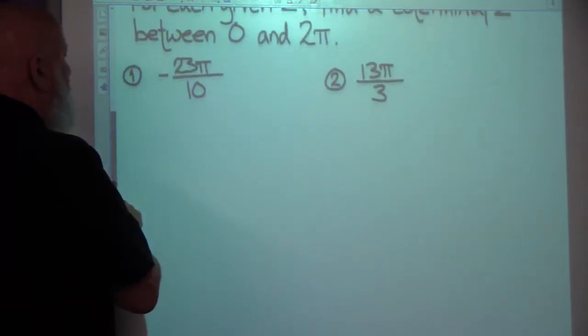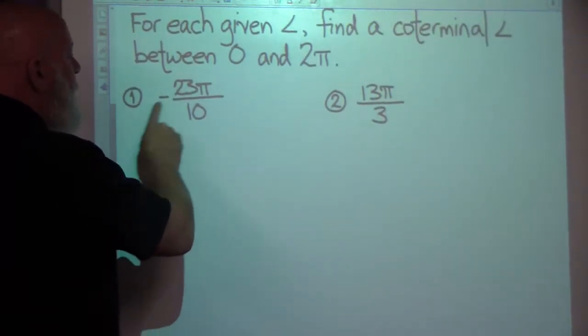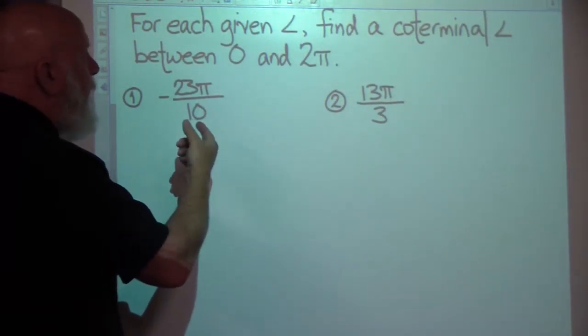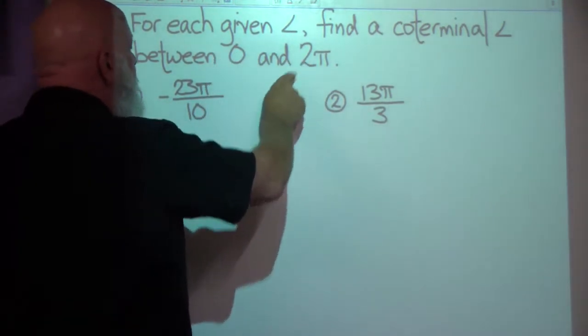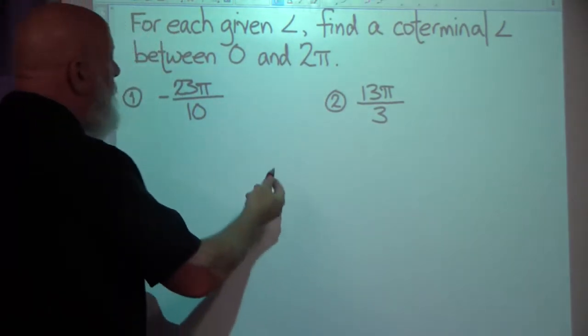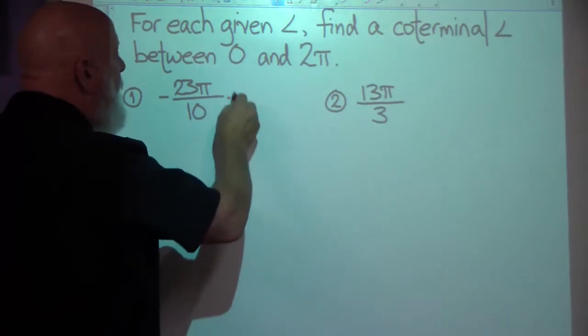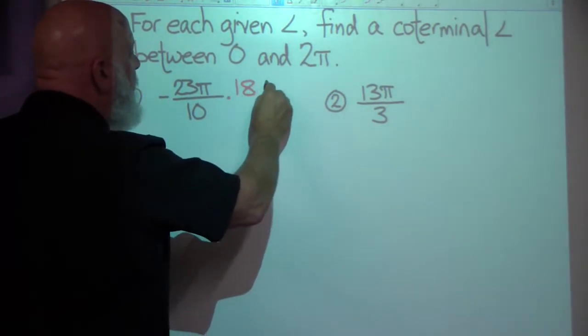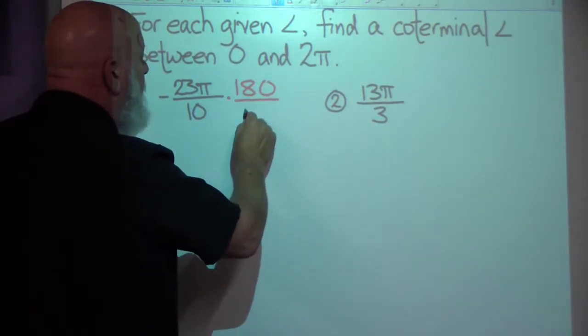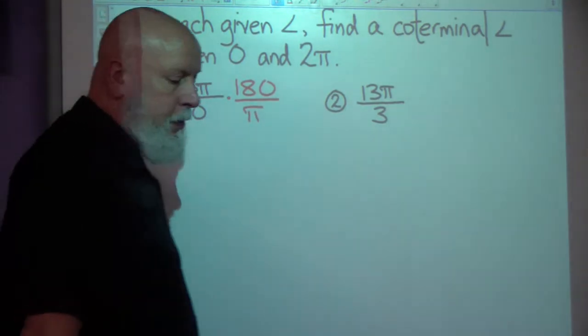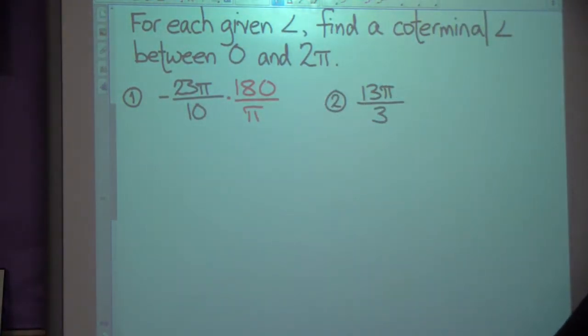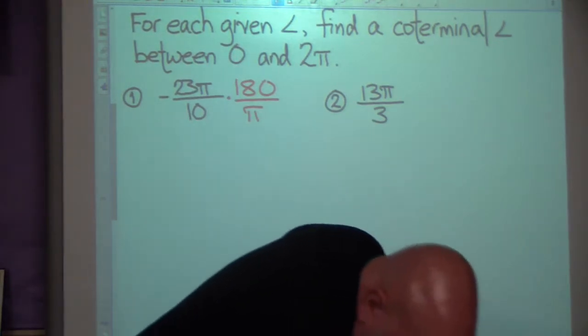So here we go. We're given negative 23 pi over 10 radians. We want to find a coterminal angle that's between 0 and 2 pi. So what I would do initially is just change it to degrees. I'm going to get my handy dandy pocket brain here so I can make as few mistakes as possible.